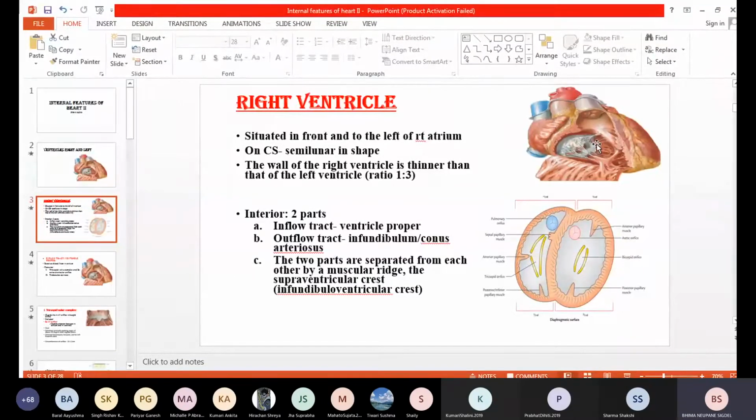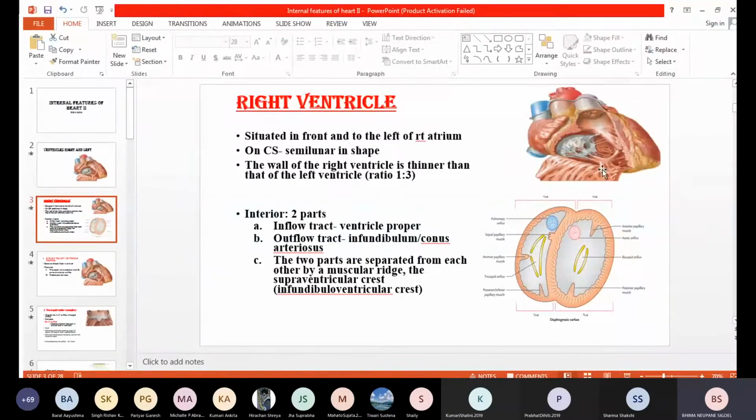Okay, and after the inflow tract, the blood entering the right ventricle has to again pass via the pulmonary trunk, right? So it has the outflow tract, known as the infundibulum part. The infundibulum is also known as the conus arteriosus. The inflow tract is also known as the ventricular proper. On the outflow tract, you can see this one shiny smooth portion, that is the outflow tract, also known as the infundibulum or the conus arteriosus.